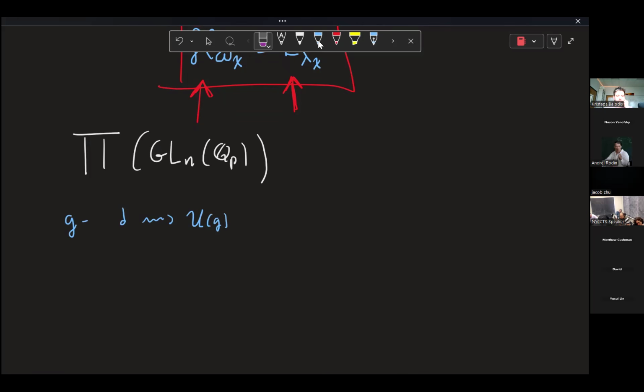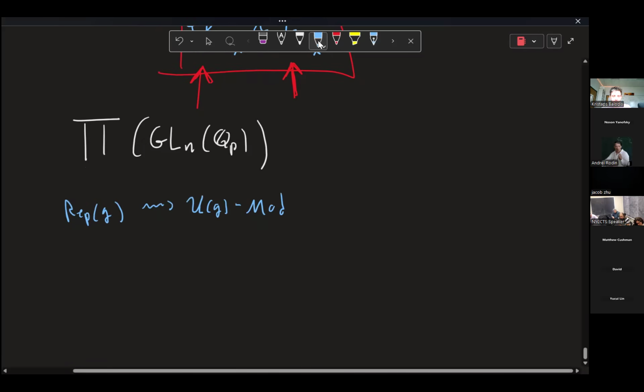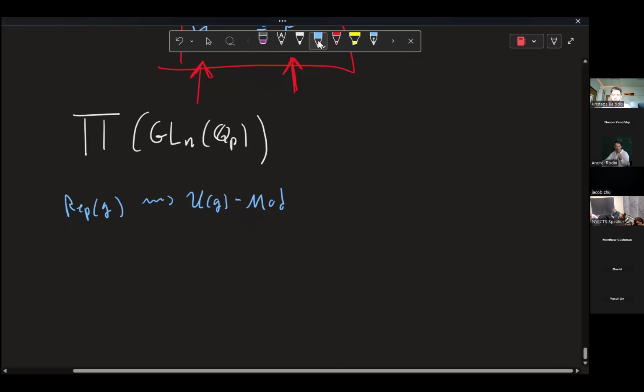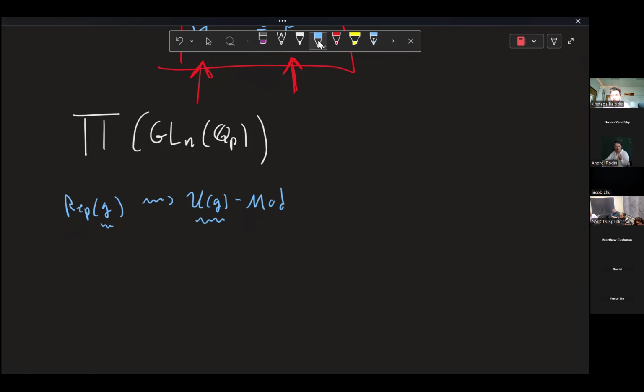So maybe I should write rep g. That's maybe slightly more appropriate, because g, of course, isn't actually an algebra. But what you can do is pass to its universal enveloping algebra, and that is an honest to God algebra. You can consider those representations as modules over that algebra. And for those who might know a bit of Lie theory, the Lie algebra, we interpret this as a tangent space, and the universal enveloping algebra can be thought of as a collection of differential operators.